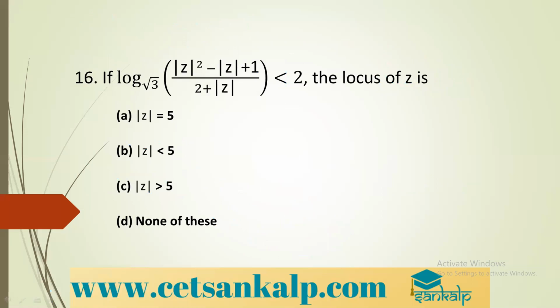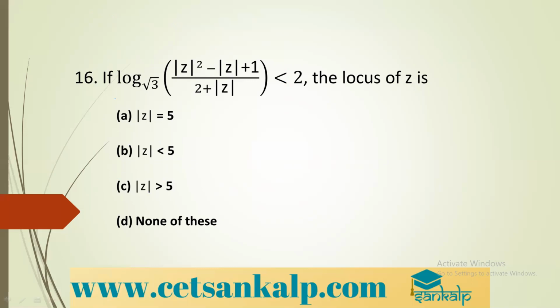Next is question number 16. If log of modulus of z square minus modulus of z plus 1 by 2 plus modulus of z base 3 is less than 2, then you have to find locus of z. Locus means equation. Z can be represented by which equation? We have to find out that.